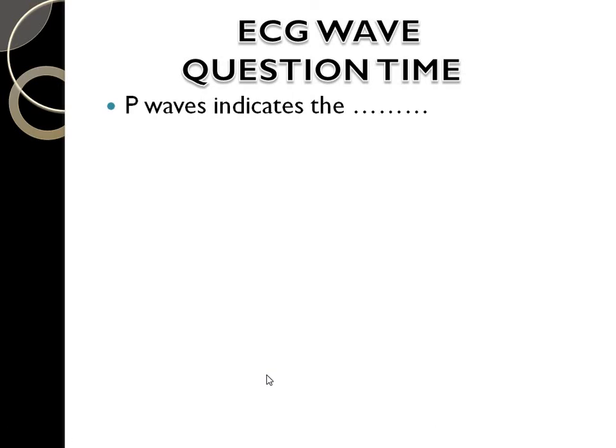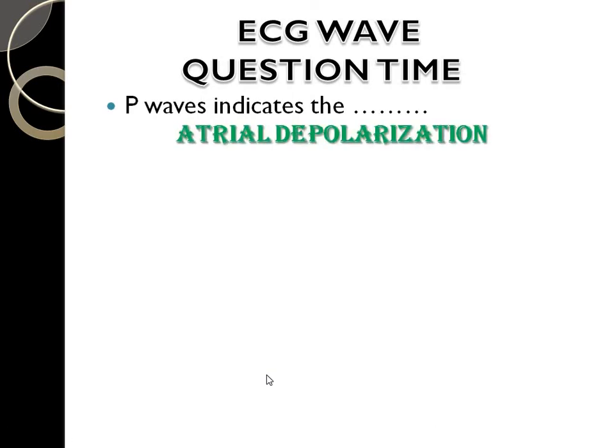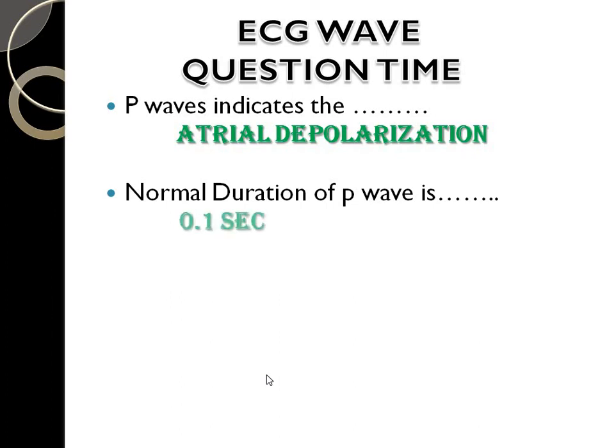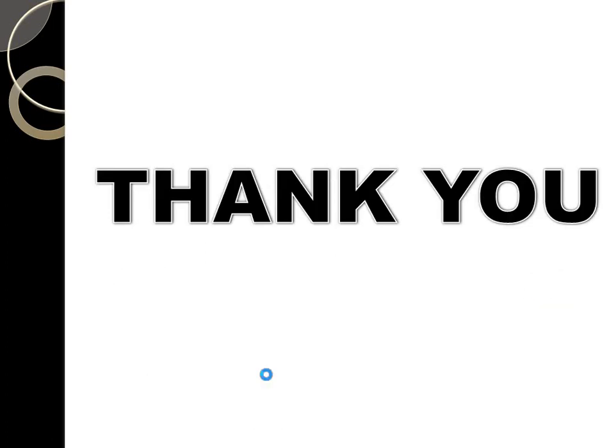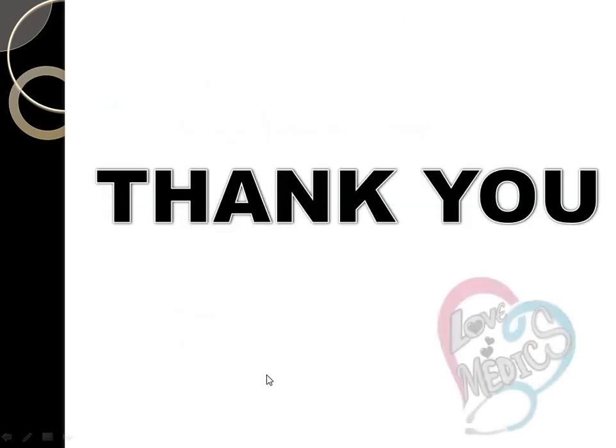The P wave indicates the atrial depolarization or atrial contraction. Normal duration of the P wave is 0.1 second. Which wave is produced due to the ventricular repolarization? That means ventricular relaxation. T wave. Thank you.